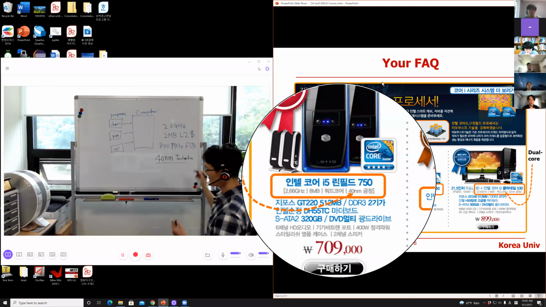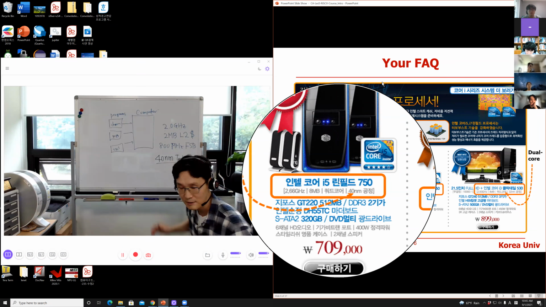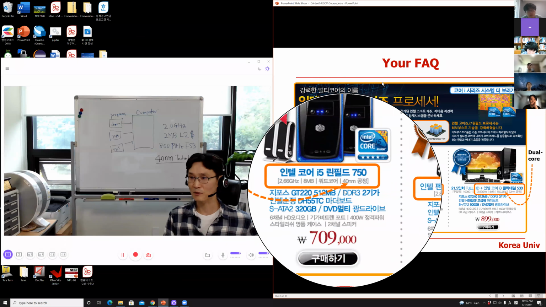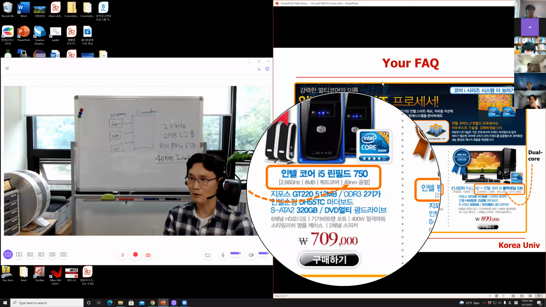It says it is built with this semiconductor technology. What do you mean by that? What do you mean by this? 40 nanometer technology. It is very technical terminology. I'm pretty sure 99% of the people don't know the meaning of this terminology.